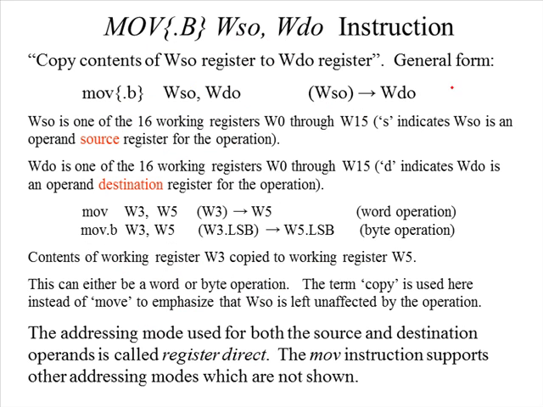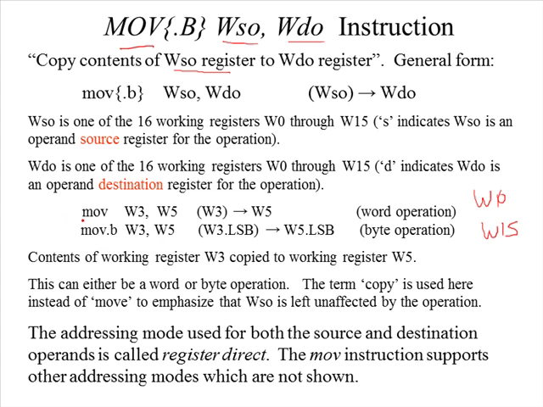The first instruction we'll look at is called a move instruction that copies the contents of a working register specified here to a destination register specified here. What is a working register? It's a special function register, and there are 16 of them on the PIC24 that range between W0 to W15. Initially, we're only going to use a few of these registers in our examples.